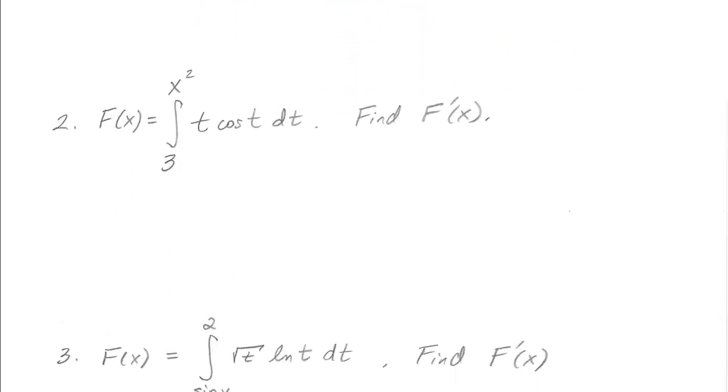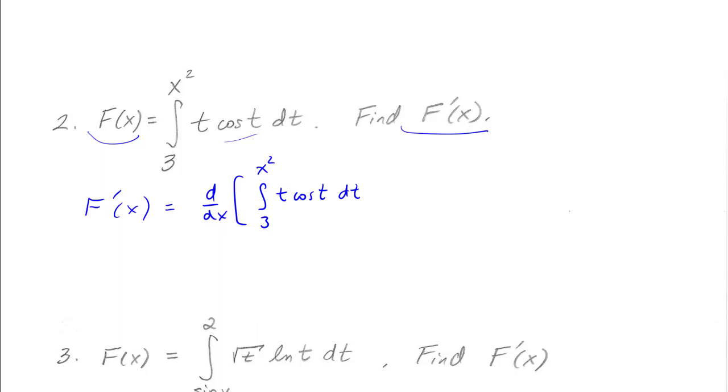So what if we have some capital F of x that is the integral from 3 to x squared of t cosine t dt, and we're asked to find the derivative? Well, it's really a similar problem. If we're asked to find the derivative of capital F, then we're finding the derivative of the integral from 3 to x squared of t cosine t dt. All right. Now, the difference here is that this isn't simply just x. It's x squared.